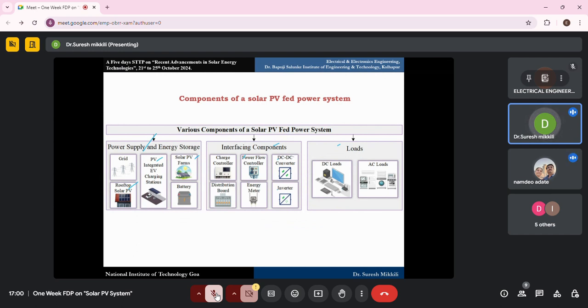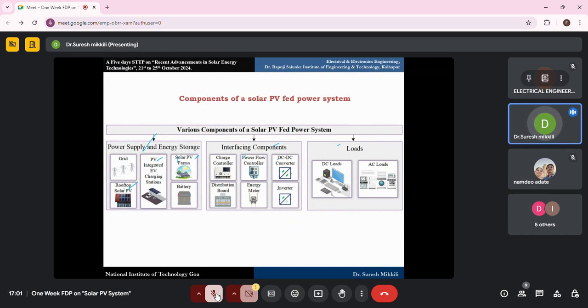Why? It is connected to the grid, not to the load. When it is connected to utility, it should be connected to the grid. But when it is a rooftop PV system, it is connected for household purposes, or it can be grid connected also. So we have charge controllers, a power flow controller, converter, and inverter. An EV charging station is mainly used for EV charging and can be connected to the grid. So the power sources are solar PV farms, rooftop PV systems, and PV integrated EV charging stations.